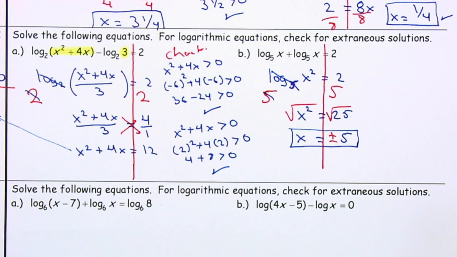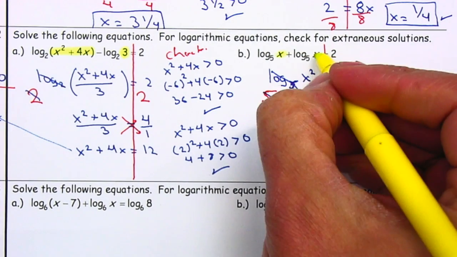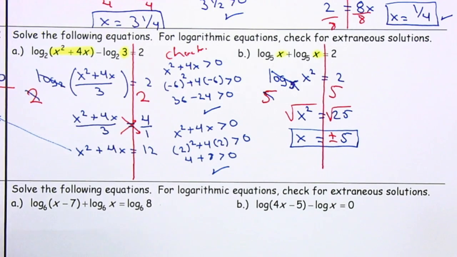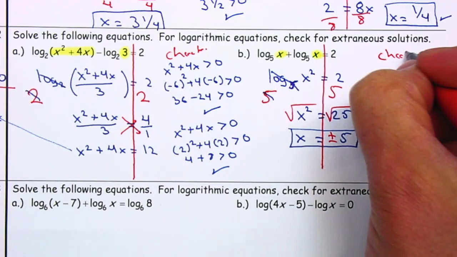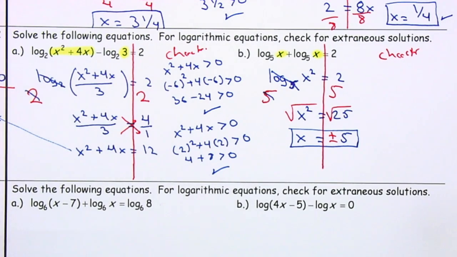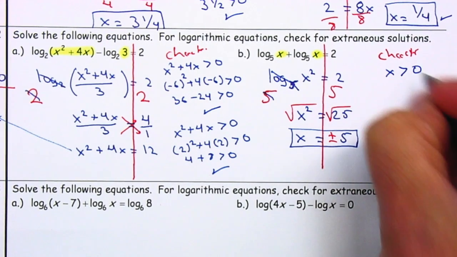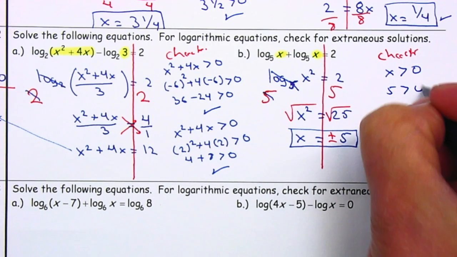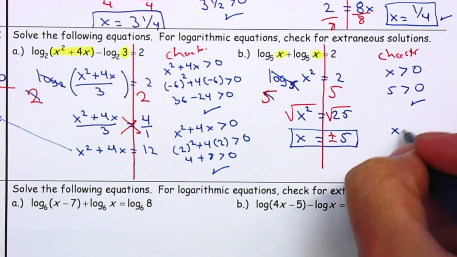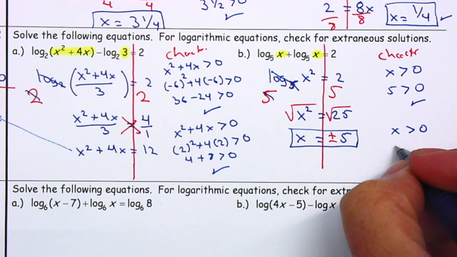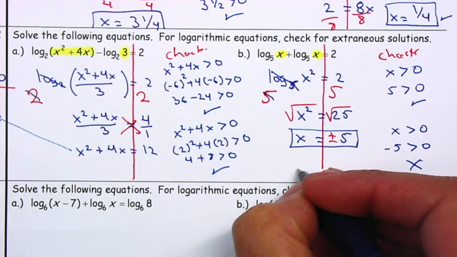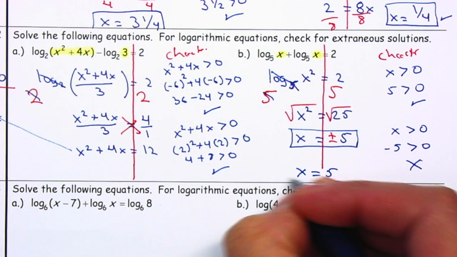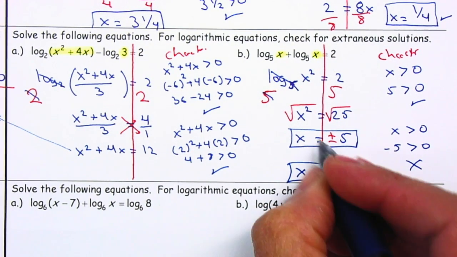Now I need to check my answer. Since they both are the same, I can just check it on one. Let's go and check positive 5 first. So x has to be bigger than 0. So 5 has to be bigger than 0, that's fine. x is greater than 0, so let's plug in negative 5. Negative 5 is greater than 0? No. So my only solution is x is equal to 5 is only the correct solution.